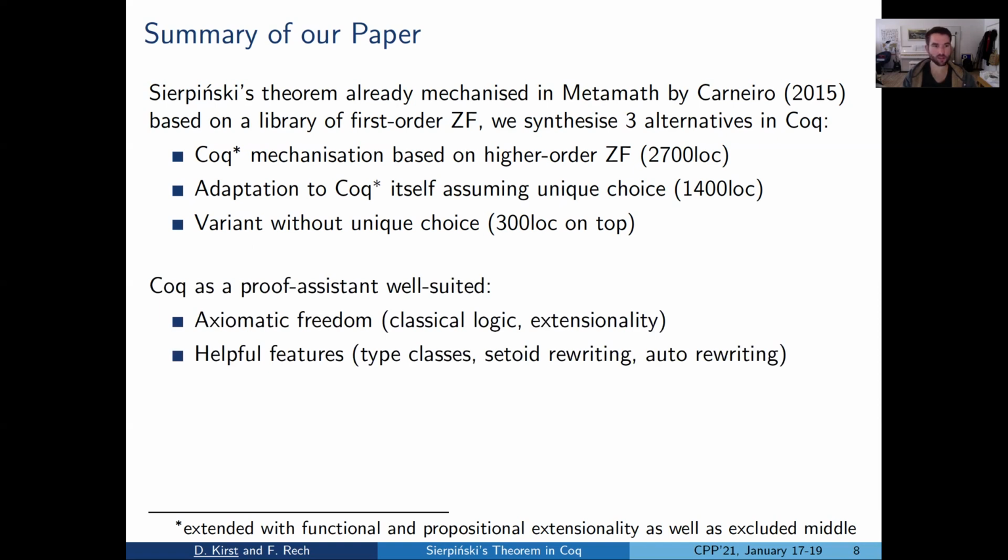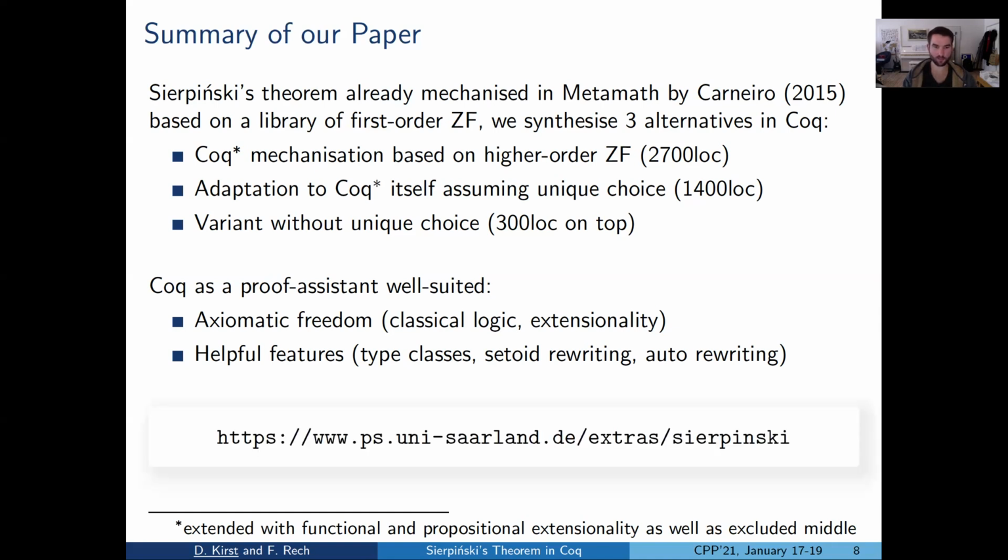And our take home is that Coq is a proof assistant which is well suited for such a project because we do have axiomatic freedom, in the sense that it's easy to assume classical logic, and even the standard automation tactics will become aware of it. You can further add extensionality, unique choice. And also Coq is a mature proof assistant, so all its helpful features could be used to make the developments easier. For instance, we use type classes, setoid rewriting, and auto-rewriting.